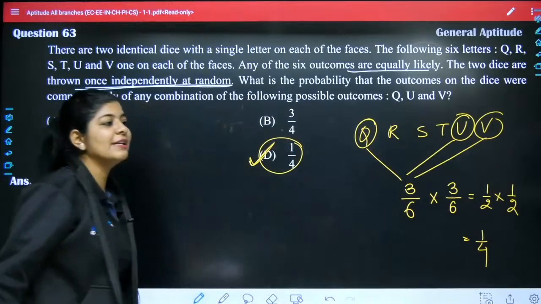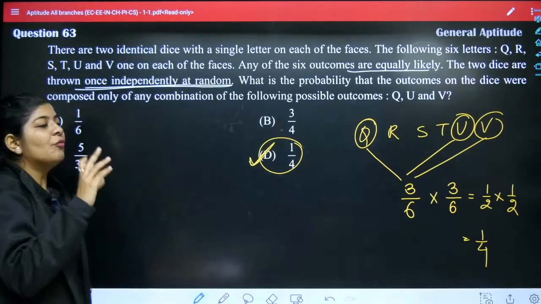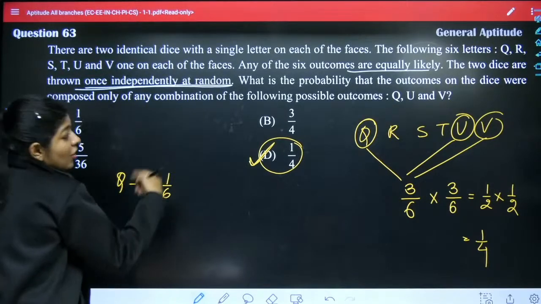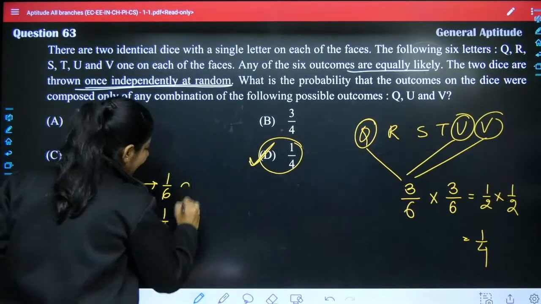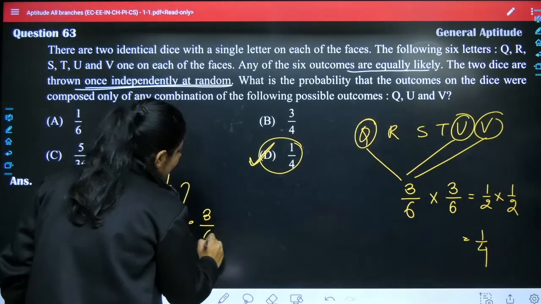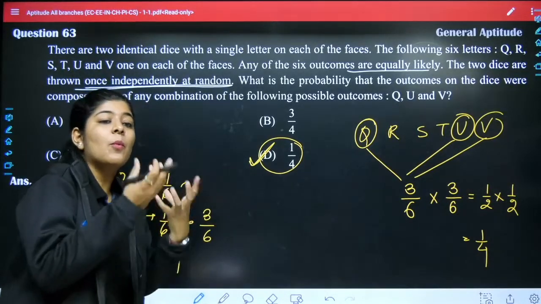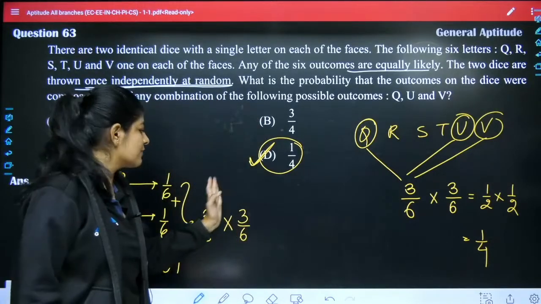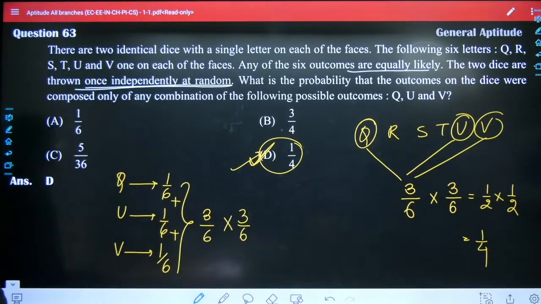This is a very easy question from the concept of probability. It is clearly mentioned that every event is equally likely. That means the probability of getting Q is 1 by 6, probability of getting U is 1 by 6, probability of getting V is 1 by 6. Because these are 3 different cases, we add them and get 3 by 6. Now we have 2 different dice and we need the outcomes from both, so we multiply with the outcome of the second dice and we get our answer as 1 by 4.